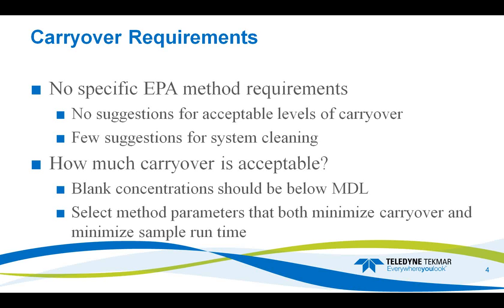So what we want to try to do is select method parameters that will both minimize our carryover but also minimize our sample runtime. If we were to do 5 or 6 rinse cycles and bake out our trap for 4 hours between samples, we could ensure that we had no carryover. But obviously we would spend way more time cleaning than necessary, and that would greatly reduce the number of samples we could run. On the flip side, we could do no cleanup cycles whatsoever, so no rinses and no bake out. We could run many, many more samples, but we would have significant carryover issues. And so what we want to try to do is find that nice balance where we're as clean as we need to be, but we can analyze as many samples as possible. So how do we do that?